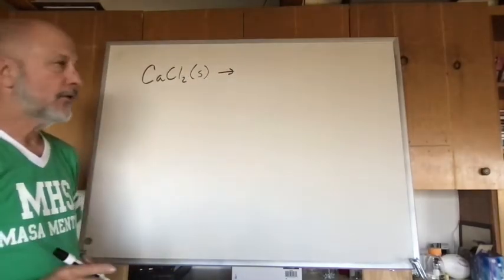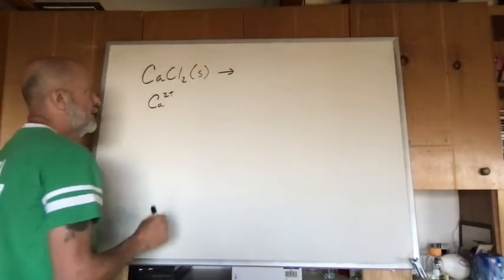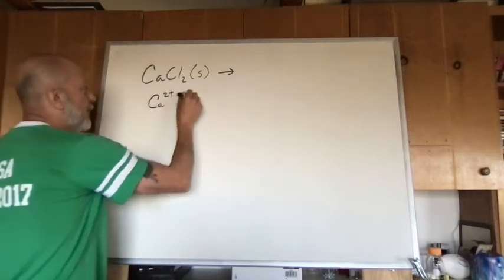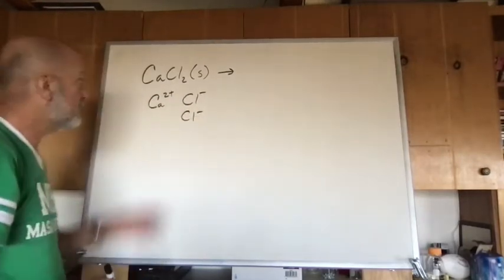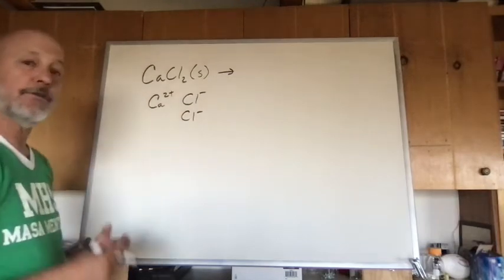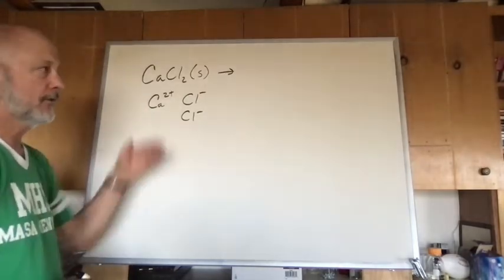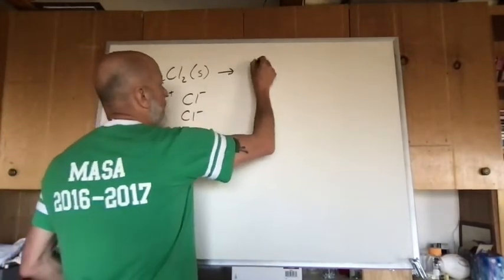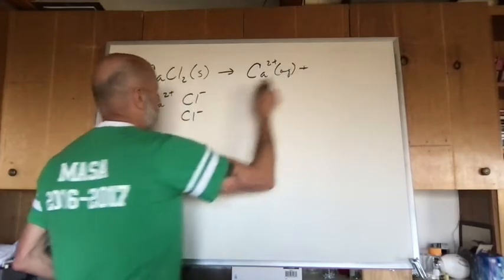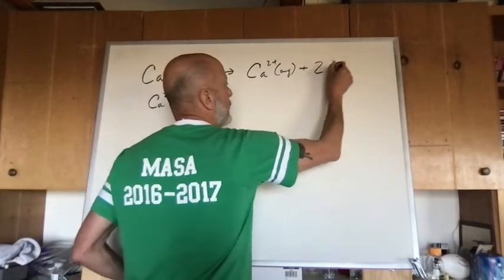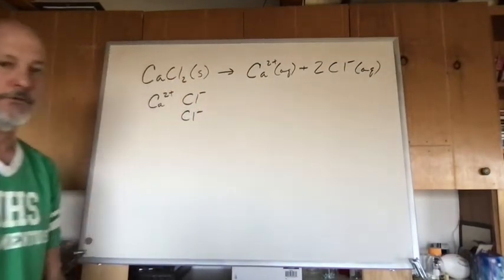Calcium chloride. Calcium's in the second column, right? Ca2+. 2 chlorines. Why? Because chlorine always forms Cl minus. Therefore, since compounds must be neutral, these ions combine to form a neutral compound, I need 2 chlorines, 2 minus for 2 plus. This dissolves in water. I get 1 calcium and 2 chlorines separate from each other in solution surrounded by water molecules.